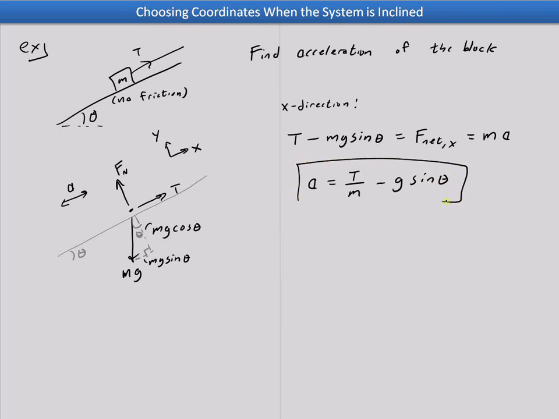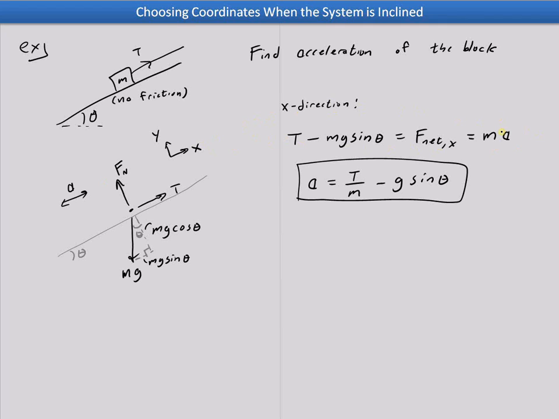And as promised, this is nice and generic. This could be a positive number, a negative number, or 0, depending on how strong tension is compared to the mass of the block and depending on what the angle is. So to recap, the key idea here is that with a clever choice of coordinate system, meaning we've lined up our coordinates to match as many vectors as possible and to match the direction of the acceleration, all we had to do was write down one equation.